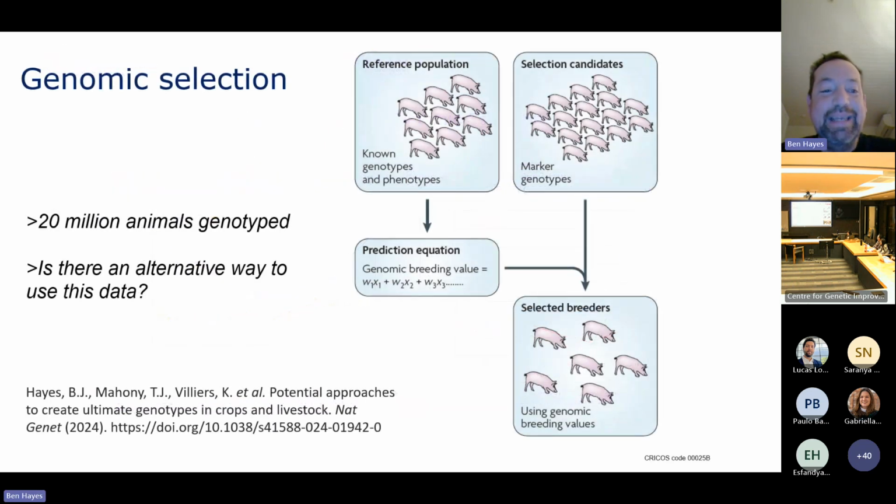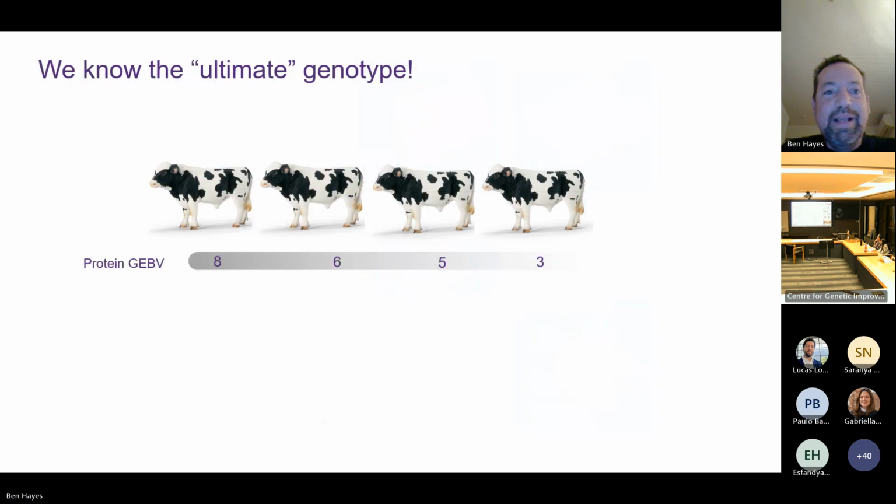But the topic for today is really, is there an alternative way to use all this immense amount of genomic and, importantly, trait data that we've accumulated? And if you want to read about this approach that I'm going to discuss in more detail, it's just come out in Nature Genetics last week, I think it was. So the concept is, now that we have all this genomic data and phenotypic data, we can actually start to think about what's the ultimate genotype for a trait in our population.